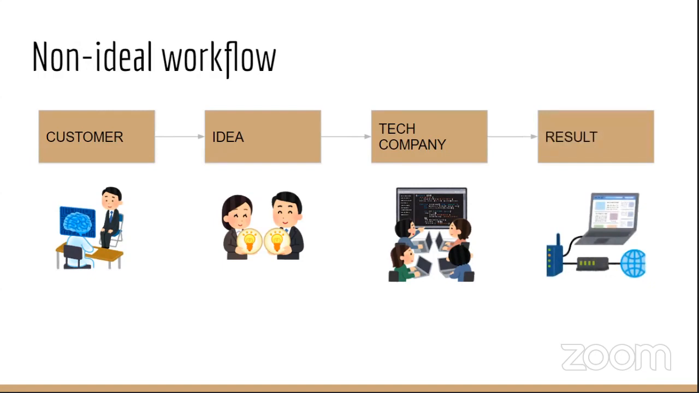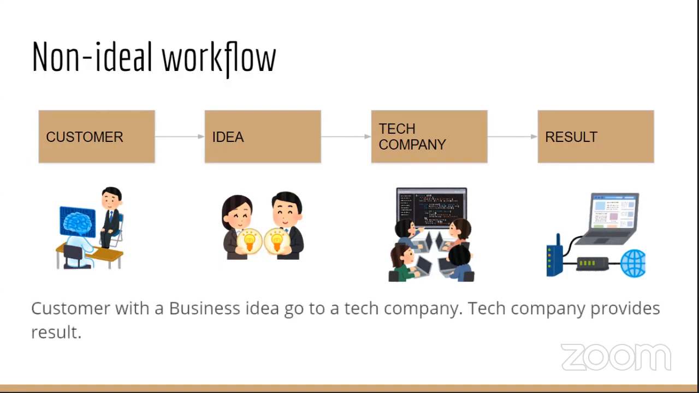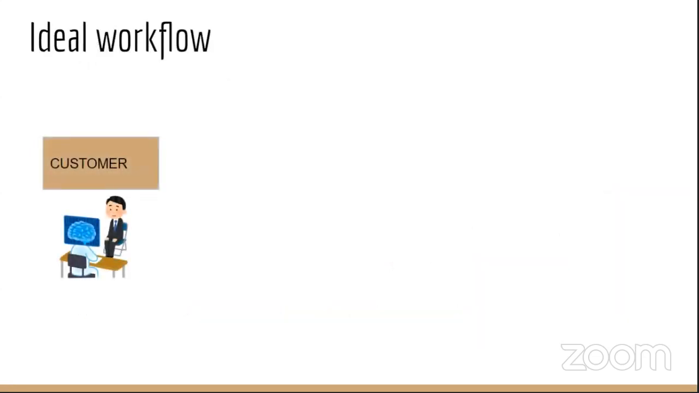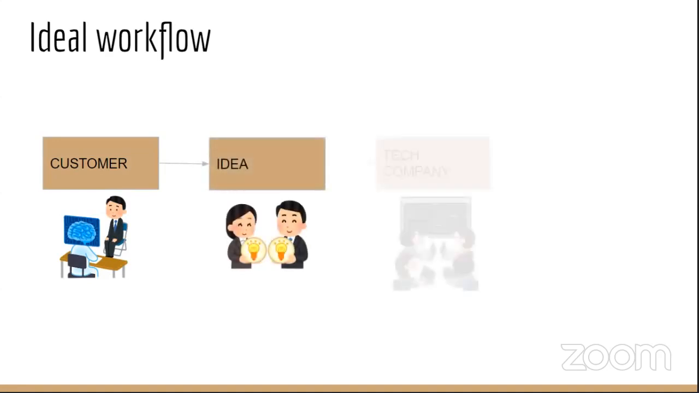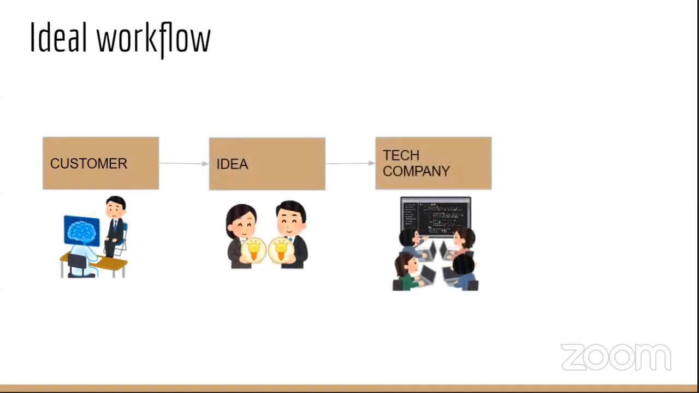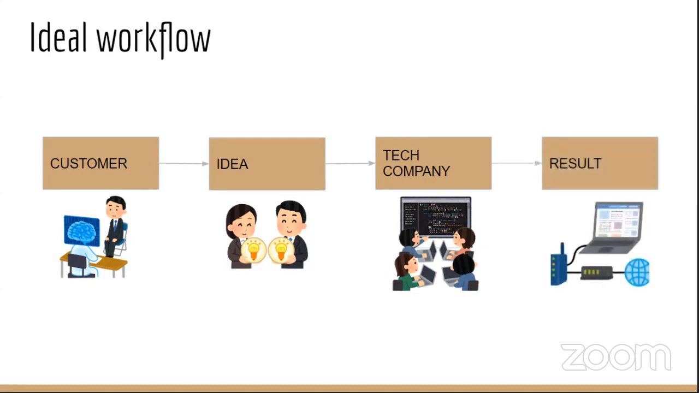So this is normally what a development lifecycle works on, but it's not an ideal condition. Why? Because the customer asks the tech company for an end result and the tech company gives that end result, but the cycle is incomplete. In an ideal workflow, a customer who has a business idea goes to a tech company to further nurture that idea. The tech company focuses on that idea and works together in collaboration with the customer to give a result. But that's not the end.